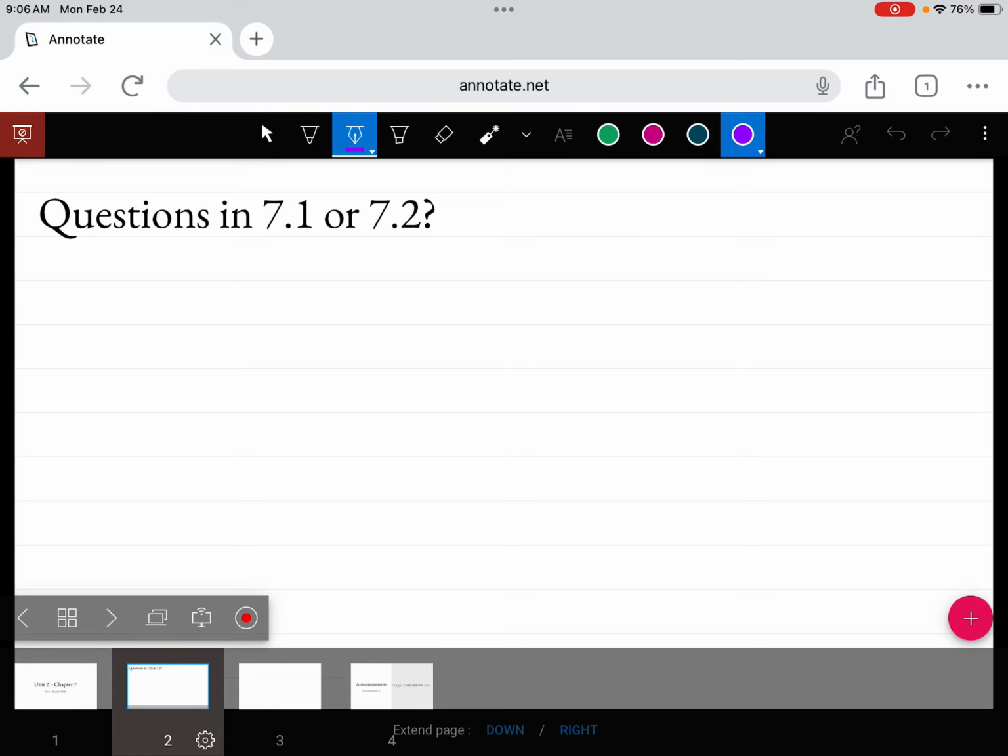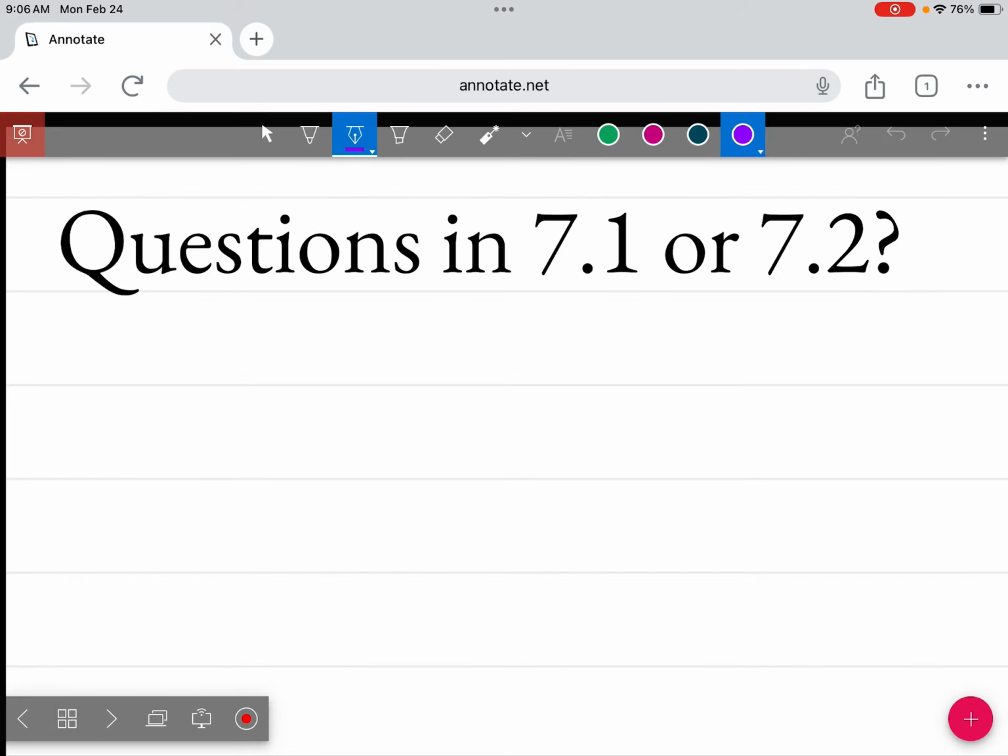What about 64? 64 in which section? Number 64 for 7.2. Well, let's look at that one. I had a question about 43. 43 on 7.2? Okay. So let's take a look at 7.2.